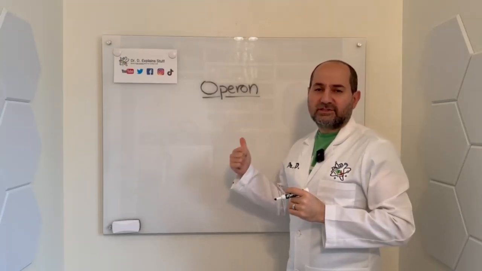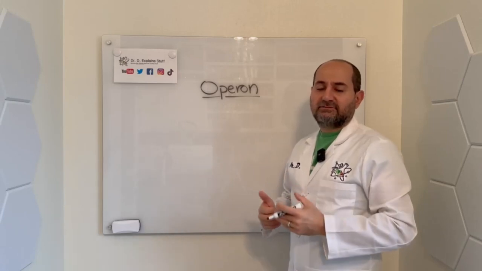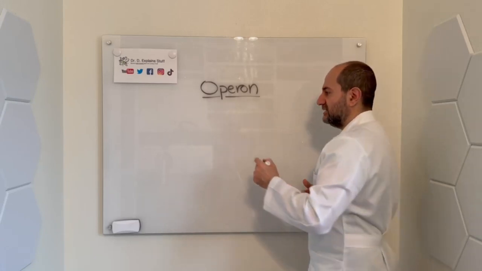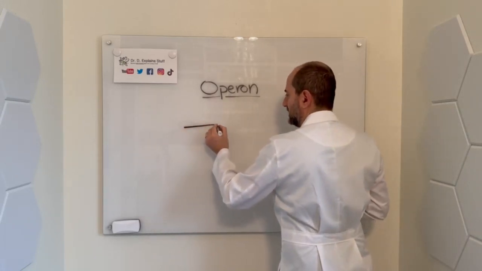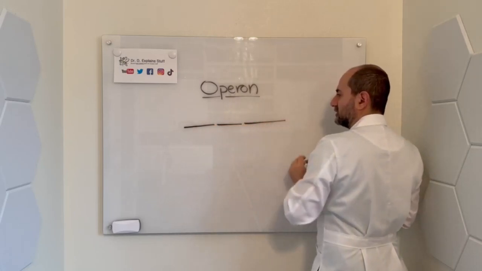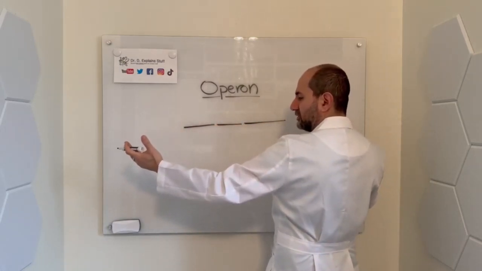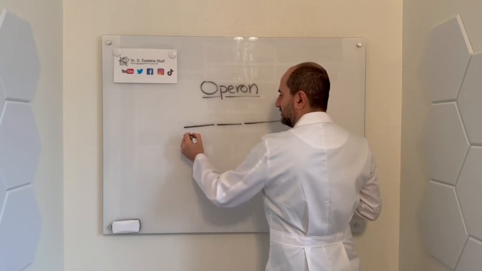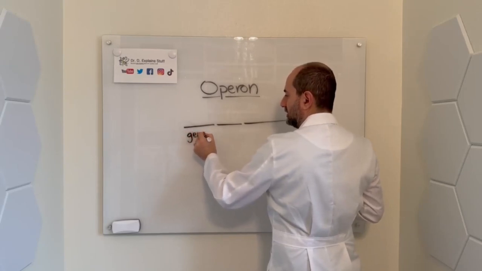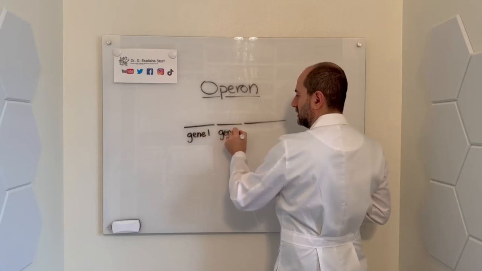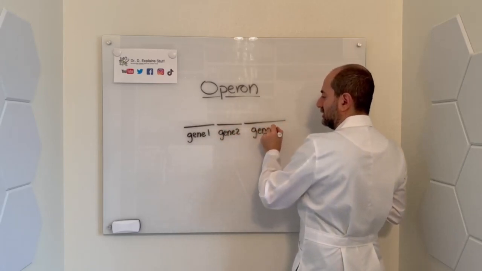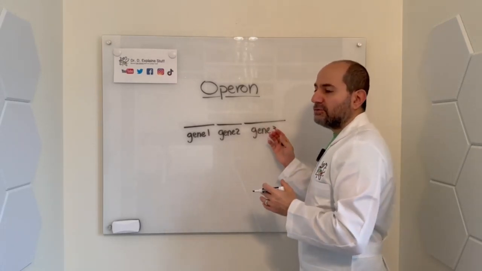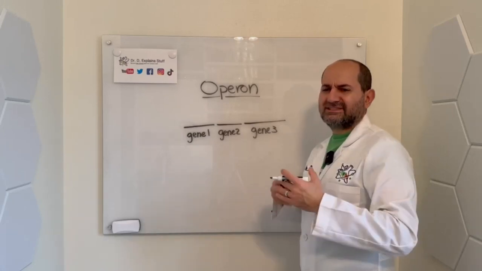Now, operons are only found in prokaryotes, and you can find them in bacteria. And an operon is a series of functionally related genes, one right after another. So on your chromosome, remember bacteria have a single large circular chromosome. They might have 3 genes in a row, for instance, gene 1, gene 2, and gene 3. These might be 3 different genes, but they code for functionally related proteins. What does that mean?